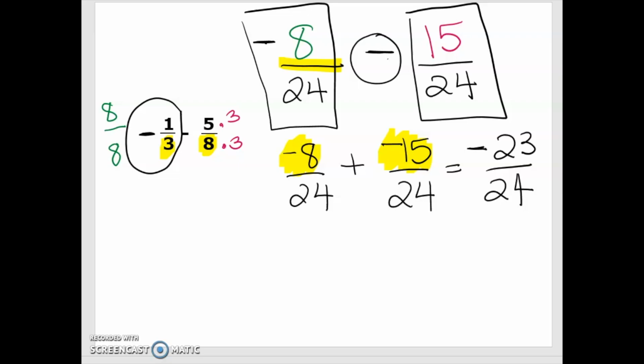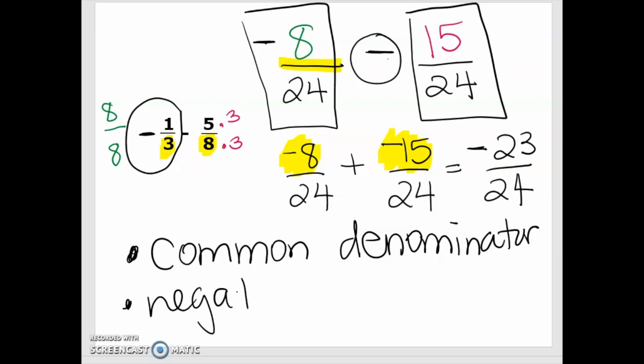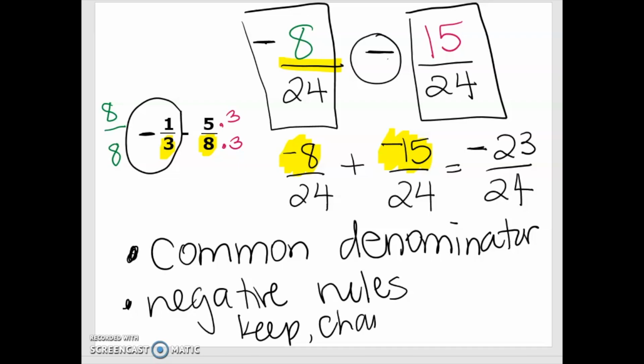So you can see for subtraction, we have two things we really need to focus on. We need to focus on common denominators, and then we need to focus on our negative rules. And so that was using the strategy keep, change, change that we learned in chapter 1. Keep, change, change.